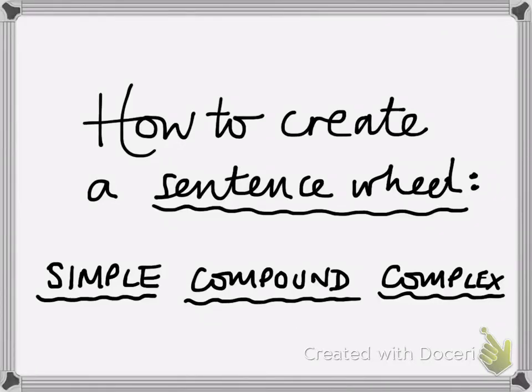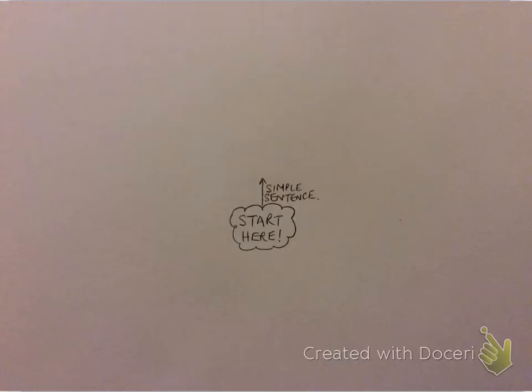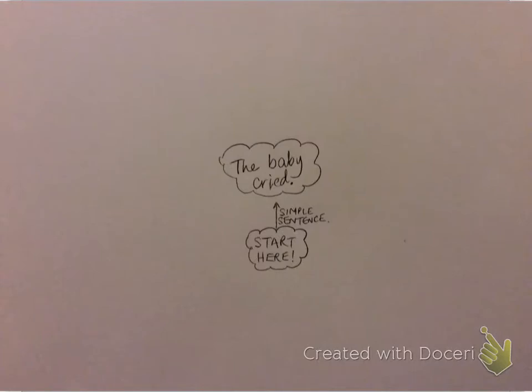In a piece of writing, it's important to be able to include simple, compound and complex sentences. So this is an activity you can do to make sure that you're able to do all three. First of all, start with a blank piece of paper, and you start not at the top but in the middle, and you start by writing a simple sentence. For example, in this one, the baby cried.